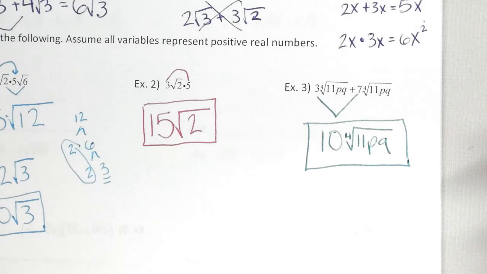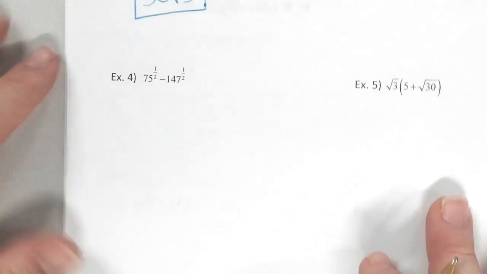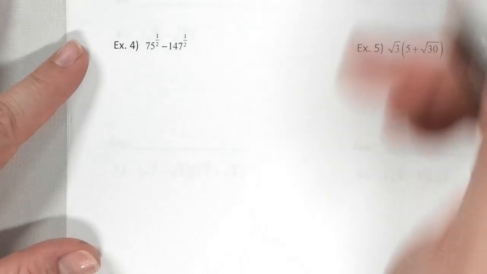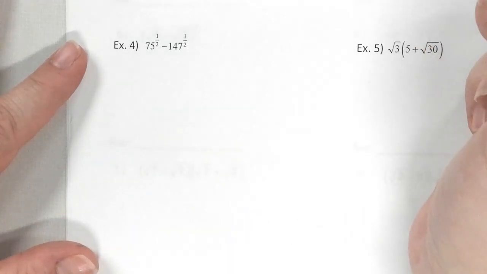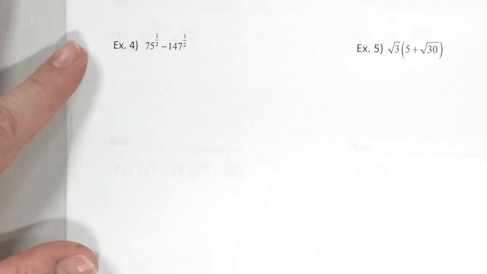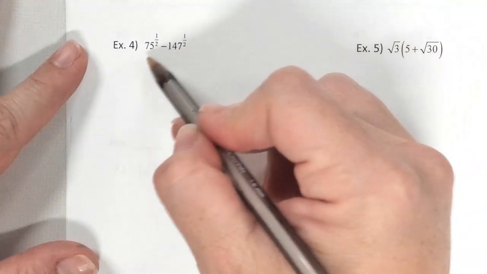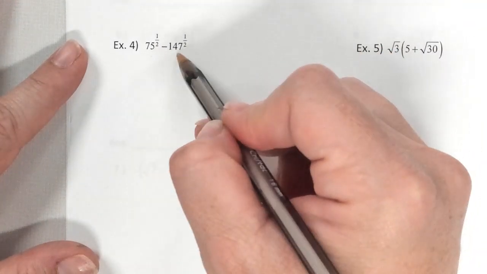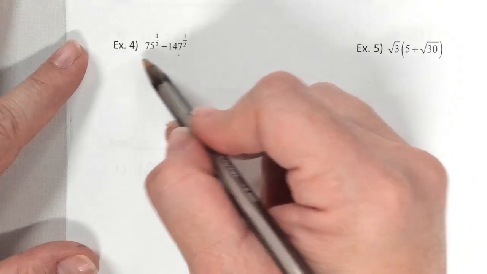Any questions with that? Okay, so let's look at example 4. What does the half power mean? Yeah, it's a square root, okay? Now, these cannot combine because the bases aren't the same. So remember, all the rules that we've been learning, the bases had to be the same.